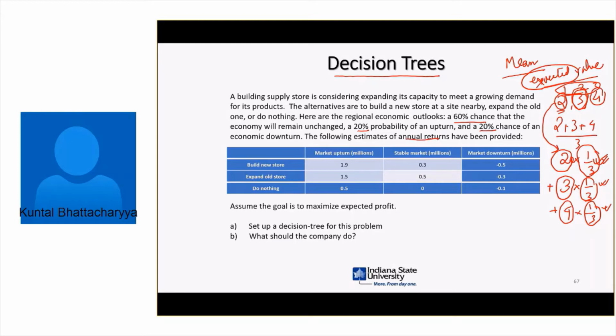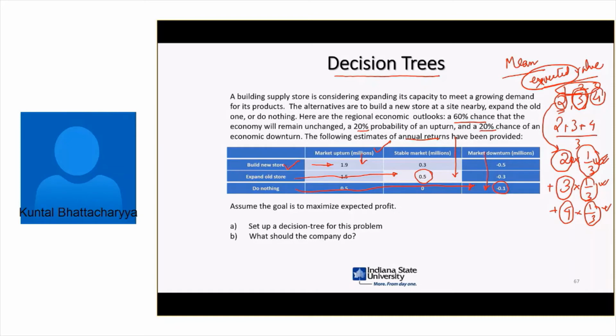So if you're building a new store and if your market has an upturn, then you will have your expected profit or return of 1.9 million bucks. If you are expanding an old store and you have a stable market, then you will have $500,000. If you are doing nothing and if you have a market downturn, then you are losing 100 grand. And that's how this matrix is set up.